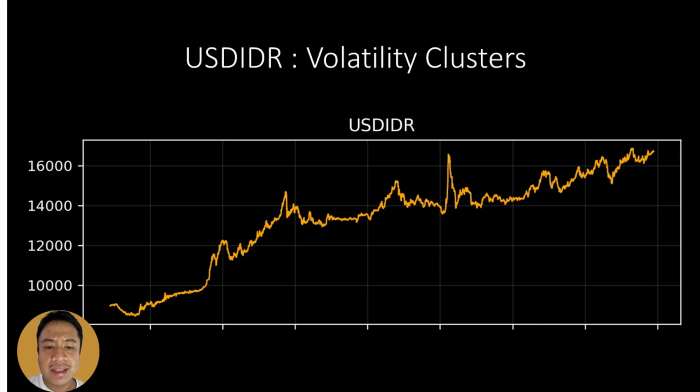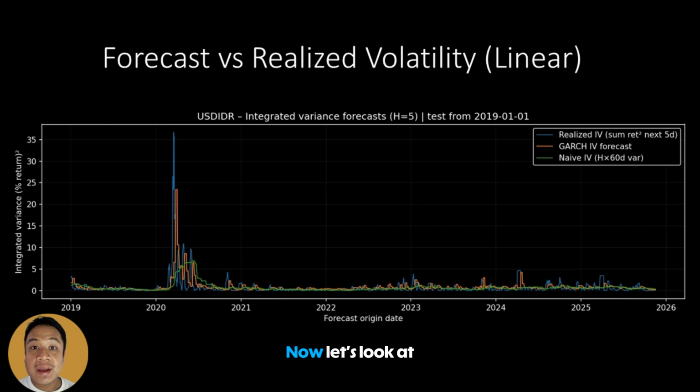No cheating. Then we run walk forward at each forecast origin date. We fit GARCH using only the history up to yesterday and forecast the next 5 days. Finally, we score everything with QLIKE, which punishes misestimated variance in a way that's robust and widely used in volatility forecasting.